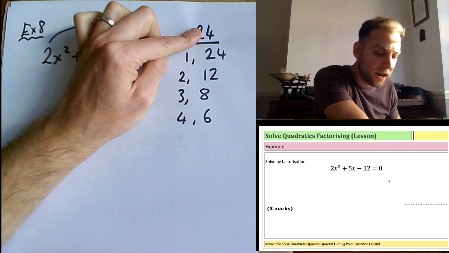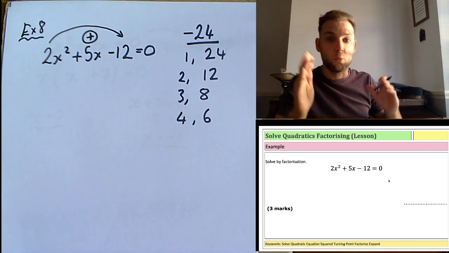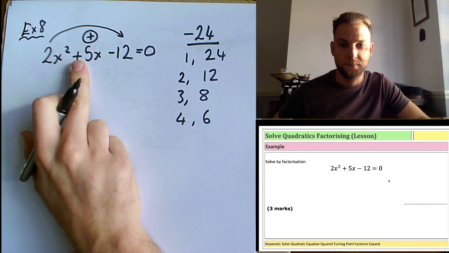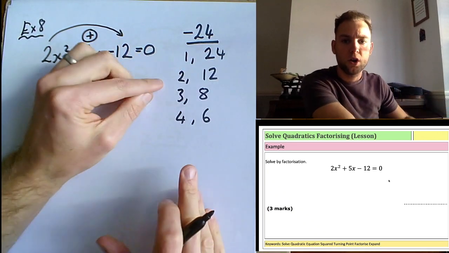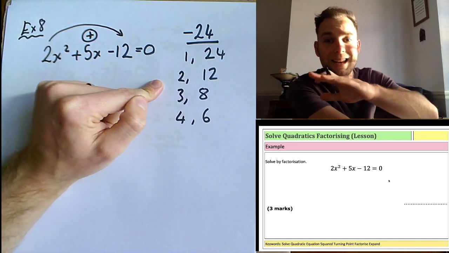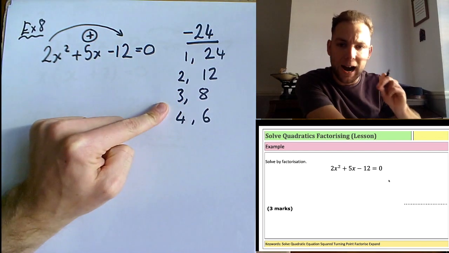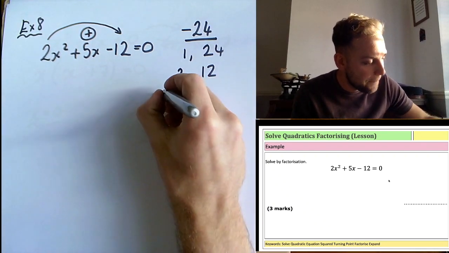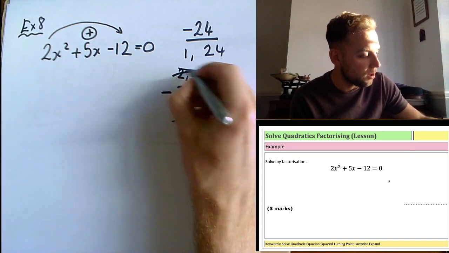Now, because it's minus 24, I know that one of them is going to be positive and one of them is going to be negative, and I need that to make this 5 here. So 1 minus 24 is minus 23, so it's not that one. 2 minus 12 is minus 10, no. 3 minus 8 is equal to minus 5, but I want positive 5, so it's going to be plus 8 minus 3. 4 take away 6 is 2, so it's not that one, it's not any of those, it's this one here.